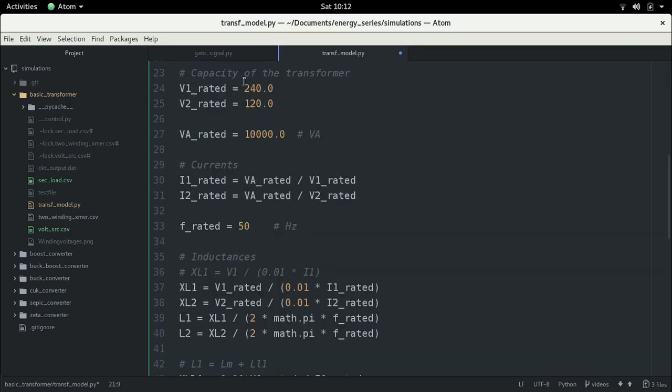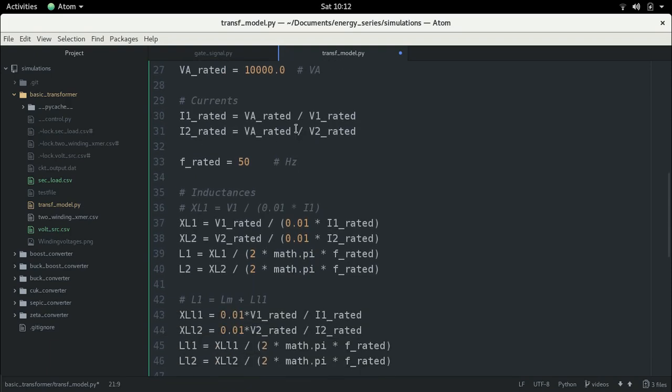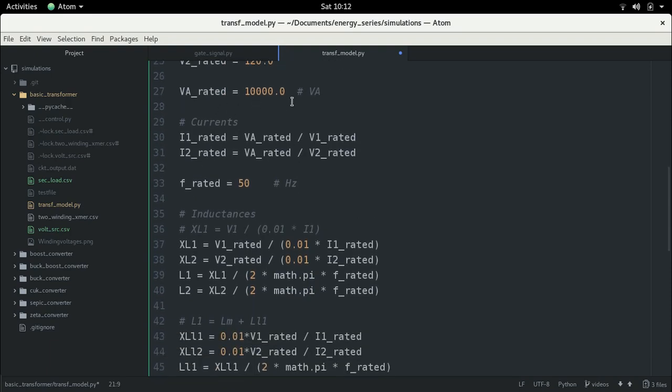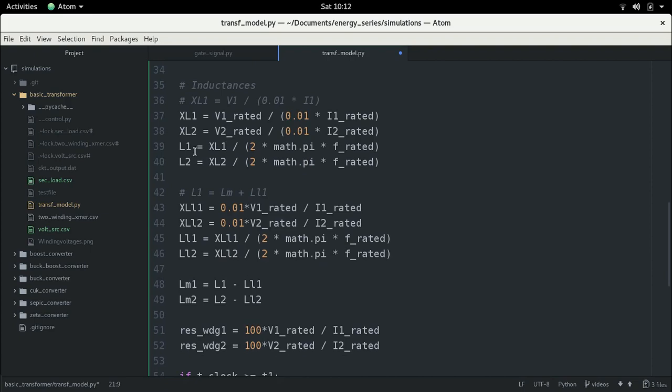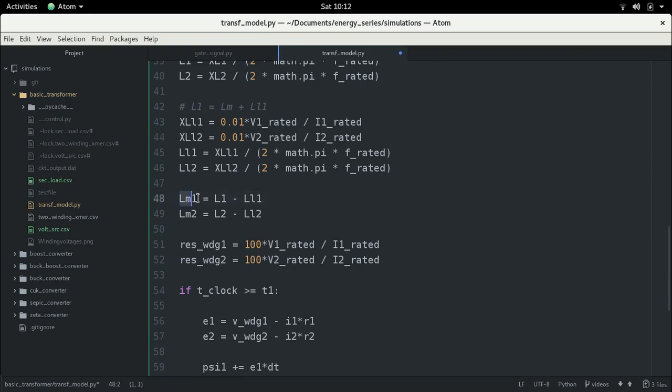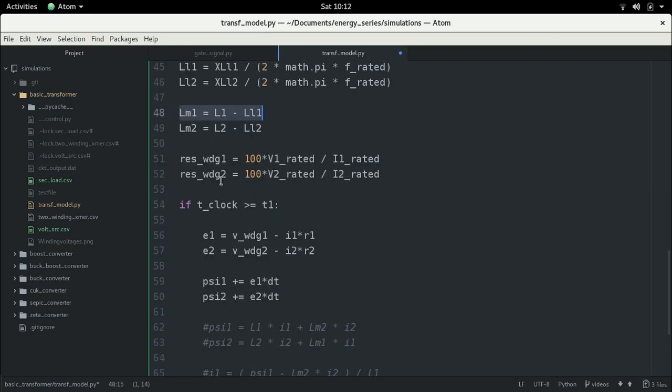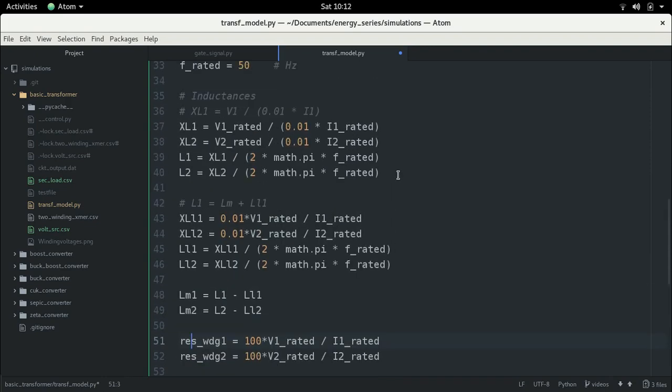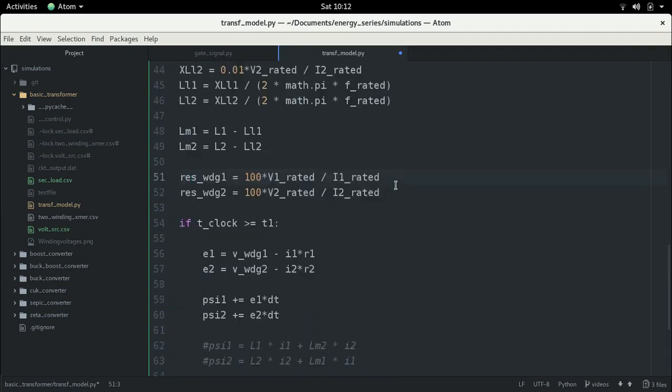We have changed these voltage ratings, right? So we made one to be half the other. That's all right. We set a VA rating, which is also all right. We calculate the current rating for both windings. We come here, we calculate the self-inductances, we calculate the leakage inductance, and we calculate the magnetizing inductance, right? Finally, we are setting the resistance of the model. So these calculations seem correct, and also our implementation is okay.